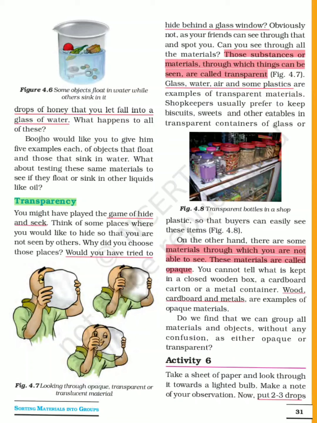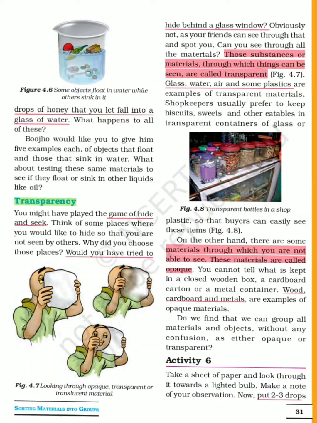Now, the last property of materials which we will discuss in this chapter is transparency. You may have played the game of hide and seek, but you wouldn't have ever tried to hide behind a glass window. Why? Because anyone can see through that glass window. So the substances or materials through which things can be seen are known as transparent materials, like glass, water, air, some plastics. We can see through these materials from one side to the other.